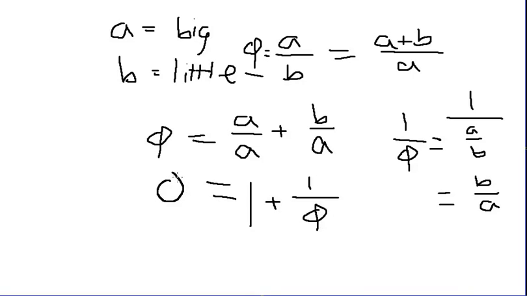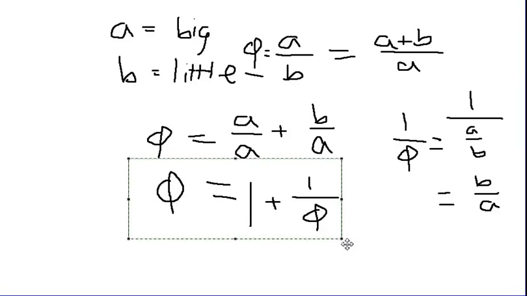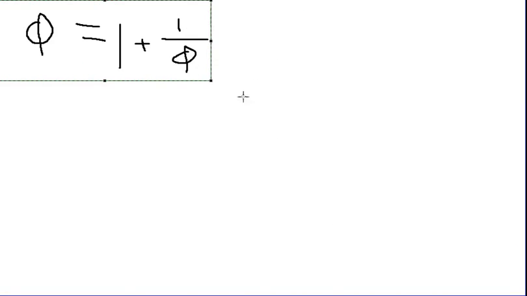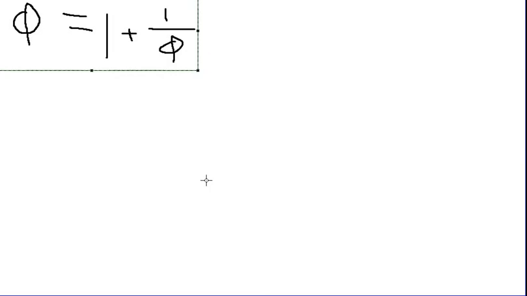So here we have this interesting, self-referential, is that the word? We have an equation for phi in terms of phi. And this right here is going to help us get a recurring fraction for phi. So here, let me save that really quickly, erase the whiteboard, and start again.